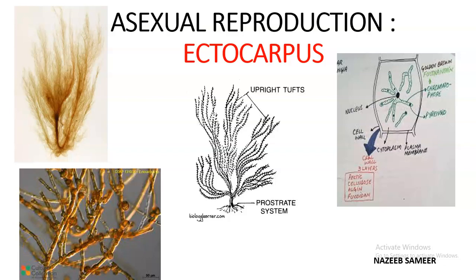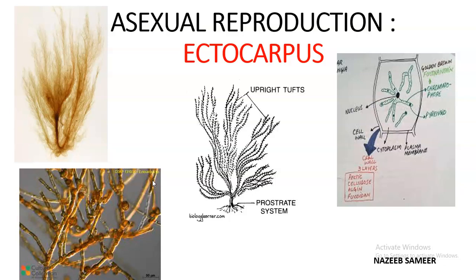Hello, hi. Since we have completed the discussion about the salient features, general account and thallus structure of Ectocarpus brown algae, in this lecture we will be seeing the asexual reproduction of Ectocarpus. In the upcoming last lecture, we will be seeing the sexual reproduction.